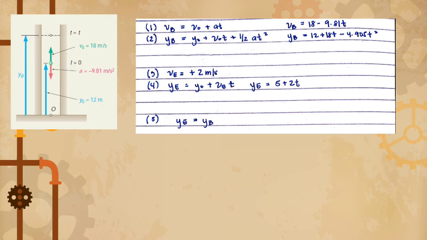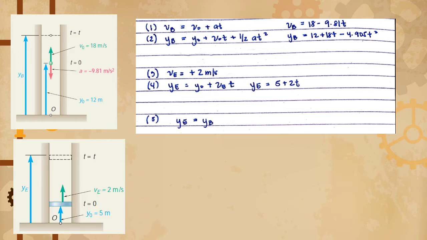is equal to v_0 plus a times t, which becomes 18 minus 9.81 times t. For equation 2, y_b equals y_0 plus v_0 times t plus 1/2 times a times t squared, which becomes 12 plus 18 times t minus 4.905 times t squared. Since the elevator has a constant velocity, its motion is uniform.